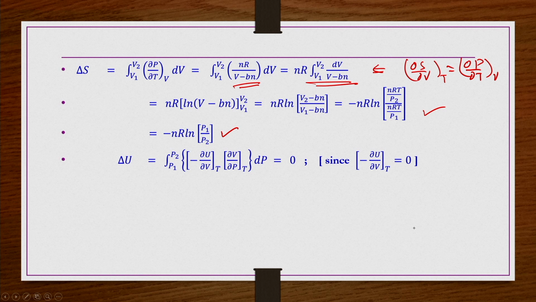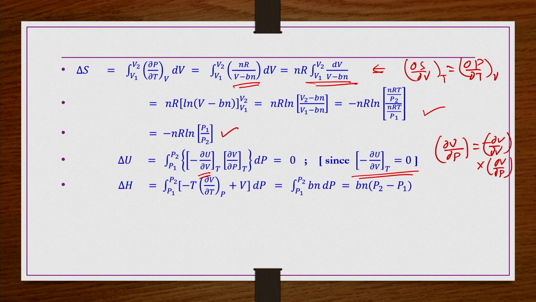Similarly, for ΔU we have already this equation, ∂U/∂P is nothing but minus ∂U/∂V multiplied by ∂V/∂P, but ∂U/∂V is 0, that we already derived in the previous slide. So, overall this ΔU is going to be 0.